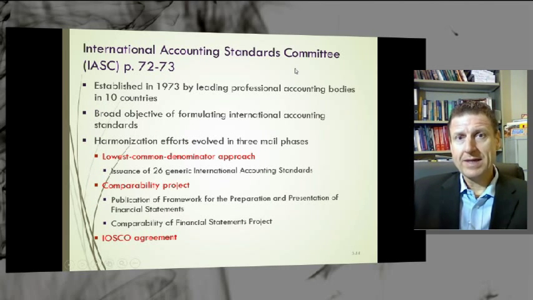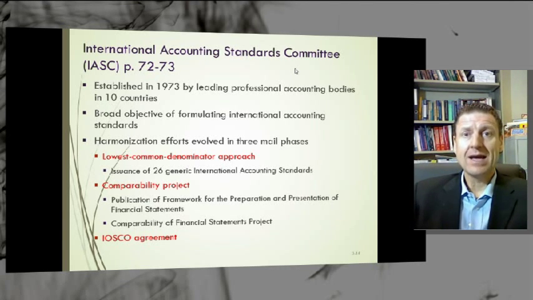So what about the International Accounting Standards Committee? It was established in 1973 by leading professional accounting bodies in 10 countries. The broad objective was formulating international accounting standards. They focused on harmonization efforts, and this evolved in 3 main phases.